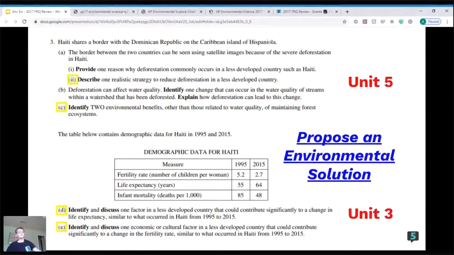All right. So looking at this FRQ, it says Haiti shares a border with the Dominican Republic on the Caribbean island of Hispaniola. The border between the two countries can be seen using satellite images because of the severe deforestation in Haiti. So that's your whole background. Basically, two countries share a border and there's severe deforestation.